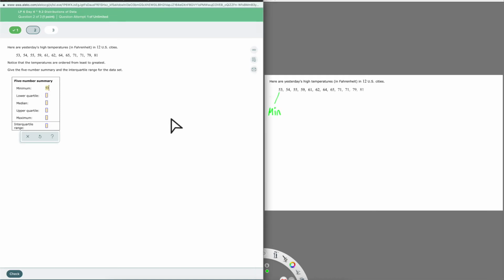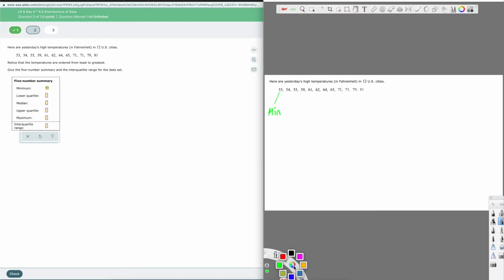That's all minimum means, is what's the smallest number. Maximum, that's the second easiest one to get, is what's the biggest number. And if you notice, these even say they're ordered from least to greatest. And these are the temperatures in Fahrenheit in 12 U.S. cities. So it's giving us some temperatures here.